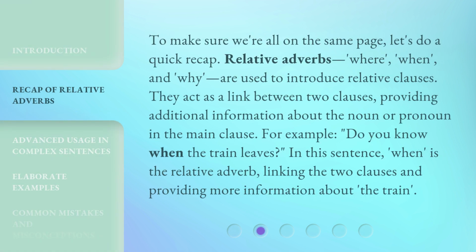To make sure we're all on the same page, let's do a quick recap. Relative adverbs, where, when, and why, are used to introduce relative clauses. They act as a link between two clauses, providing additional information about the noun or pronoun in the main clause. For example, do you know when the train leaves? In this sentence, when is the relative adverb, linking the two clauses and providing more information about the train.